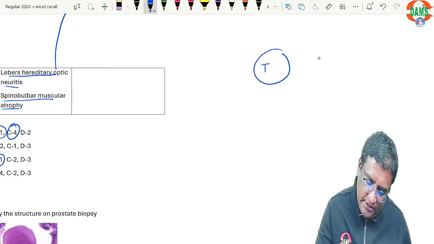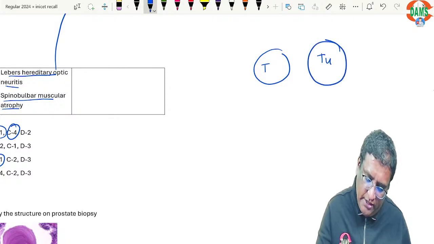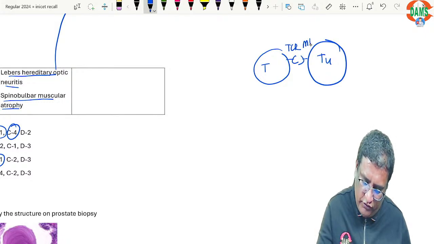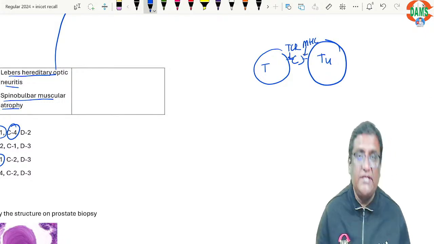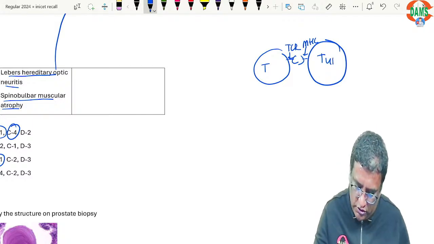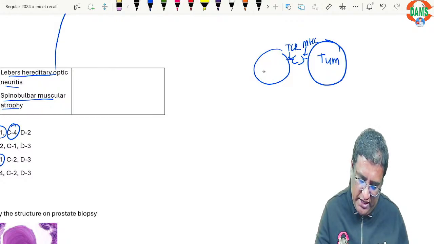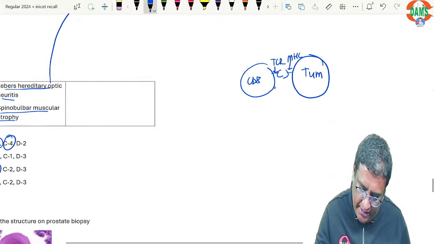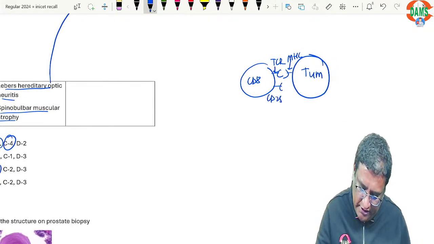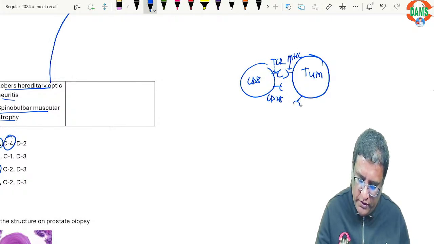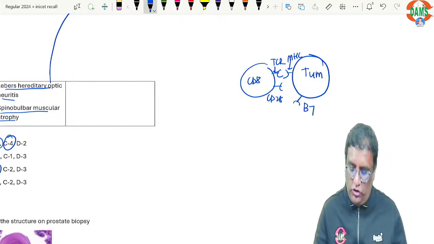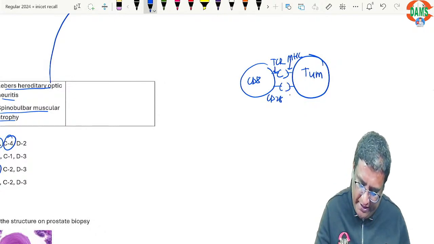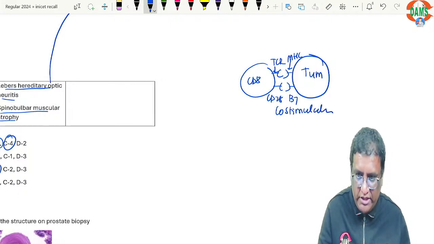This is your T cell. This is your tumor cell, right? On the T cell, there is a T cell receptor. On the tumor cell, there will be MHC. This is how we recognize, right? So MHC will be recognized by the T cell receptor. This is your tumor cell, and this is your CD8 cell, let us say. This is your stimulation. The co-stimulation is done by CD28. CD28 normally should bind with B7 molecules, so B7 will be binding to CD28. So this is your co-stimulation happening.